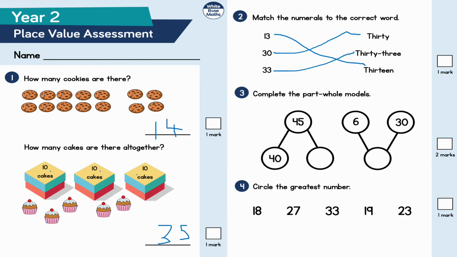Okay, this is question number 3. Complete the part whole numbers. Well, 40 plus 5 is 45, 6 plus 30 is 36. Okay.